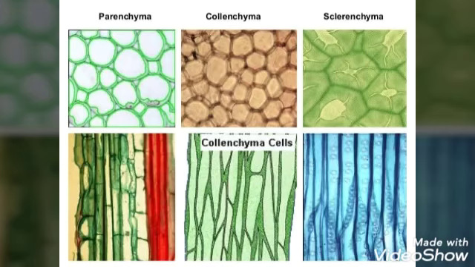Sclerenchyma, these are long, dead cells with a deposit of lignin in their cell wall. They have no intercellular spaces. Sclerenchyma occurs around the vascular tissues in stems, in the veins of leaves, and in the hard covering of seeds and nuts. They provide strength to the plant.